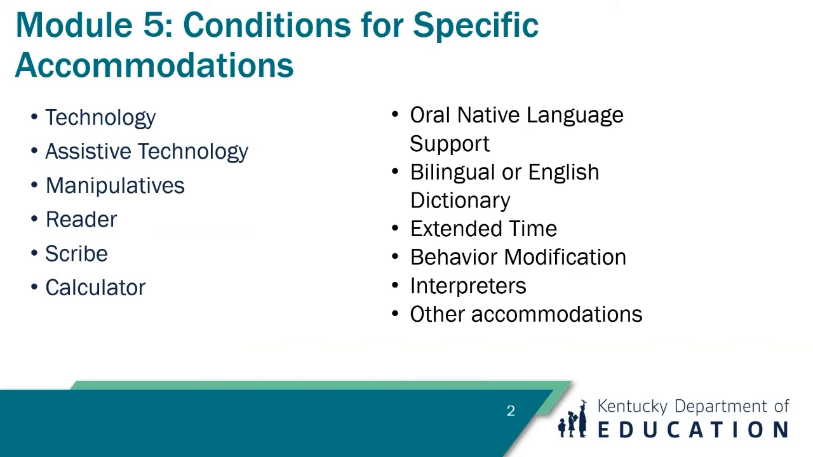In the next few modules, we will review conditions for specific accommodations on state tests and the rules that govern what can and cannot be done when providing those accommodations as laid out by the Inclusions of Special Populations Regulation. On the screen are the most used, but not only, accommodations allowed on state testing. Module 5 discusses technology and manipulatives.